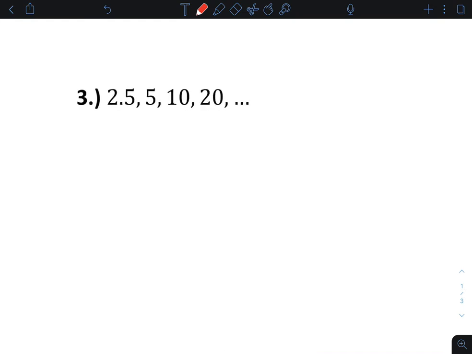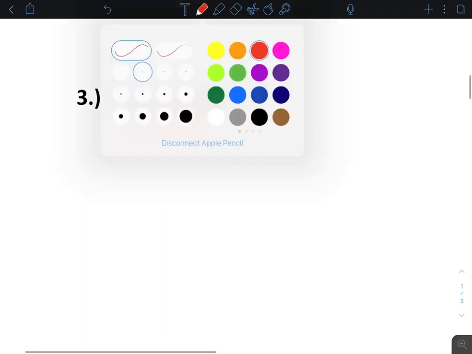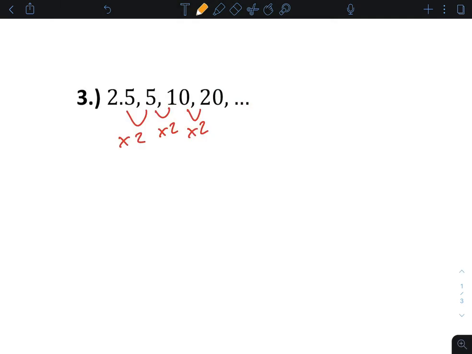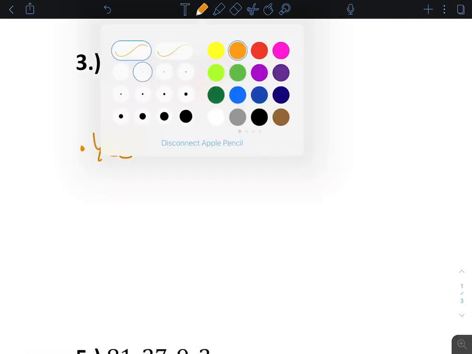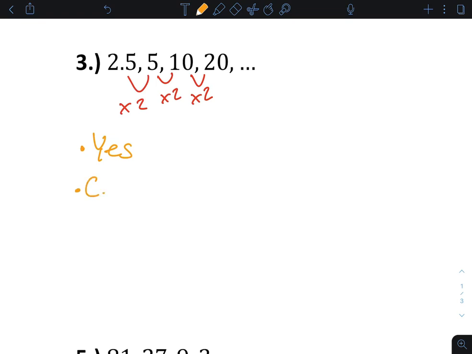Let's see for number 3, 2.5 to 5. Well, there are two ways to get there. We can either add 2.5 or multiply by 2. We generally want to multiply, so let's see if multiplying by 2 works every time. So multiply by 2. Okay, well, 2.5 here, if you notice for the next one, we multiply by 2 again, and we multiply by 2 again, and hey, looks like with this, it is a geometric sequence. So I'll just say yes, it is. Next part, let's find our common ratio, or I could say C.R. It's going to be 2.